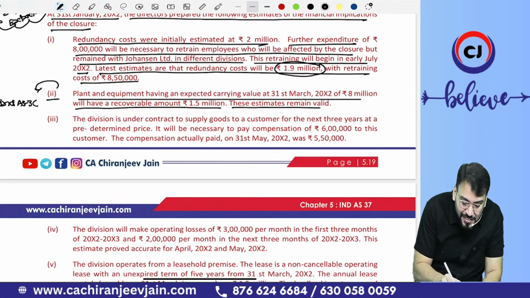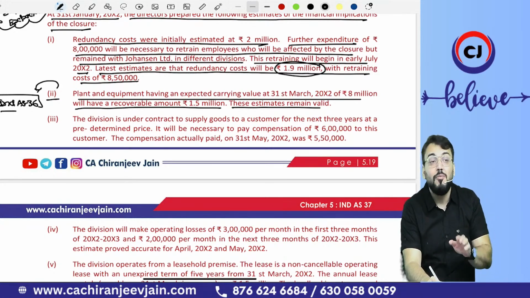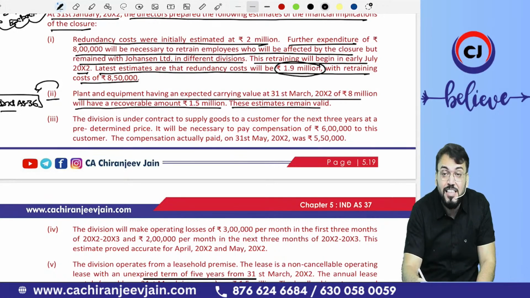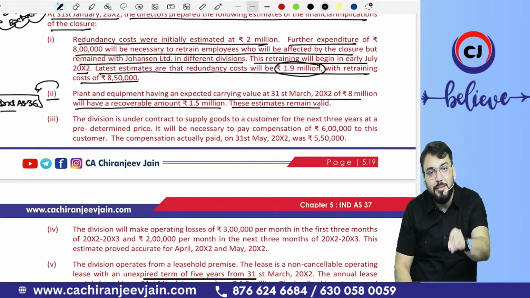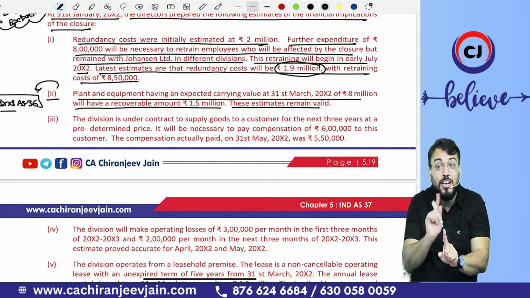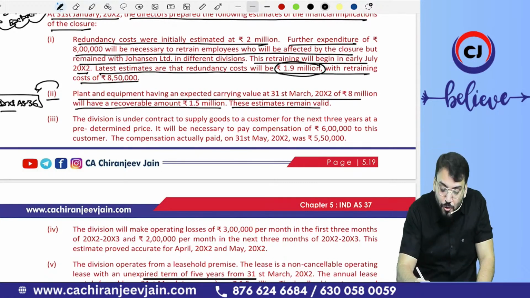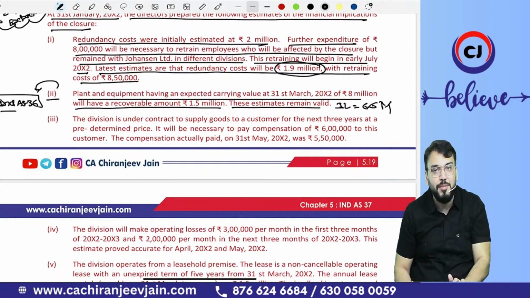Now Ind AS 36 says that if the recoverable amount, which I will explain in that chapter, is less than the carrying amount, the difference will be an impairment loss that will be recognized immediately in the profit and loss account, not as a provision. So how much impairment loss will be recognized? 6.5 million.